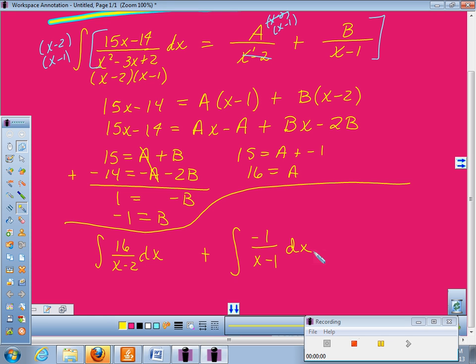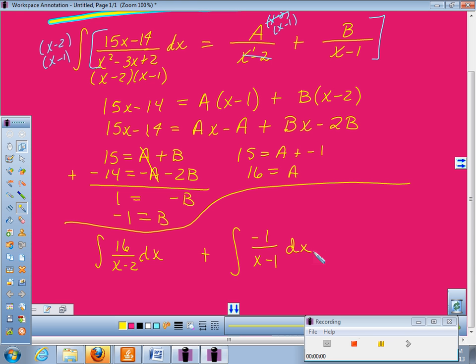A over x minus 2, so 16 over x minus 2. And B is negative 1. I'm putting it back in these fractions. Yeah, but then you got x minus 2. So it was 16 over x minus 2 was the original. I got those from the factors, yeah.